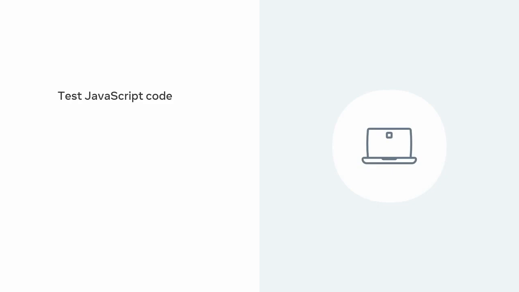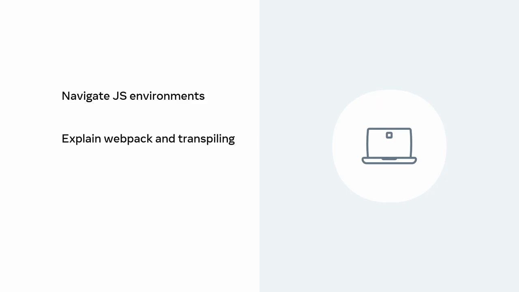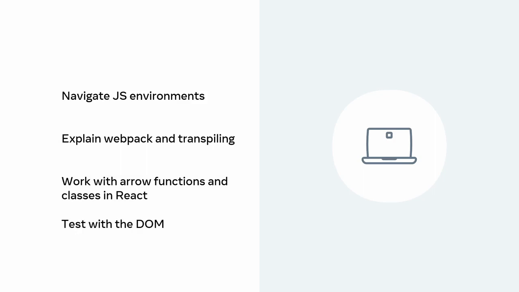In the next module, you looked at testing and compatibility. The lesson began with an introduction to testing in which you learned about the concept of testing and how to practice different types of testing, how to write a unit test, the process for writing tests with Jest, and how to apply test-driven development. You then reviewed JavaScript testing challenges, in which you learned how to navigate other JS environments like Node and NPM, the concepts of Webpack and transpiling, the process for working with arrow functions and classes in React, and you discovered the role the DOM plays in testing challenges. And finally, you discovered how to write tests with Jest.